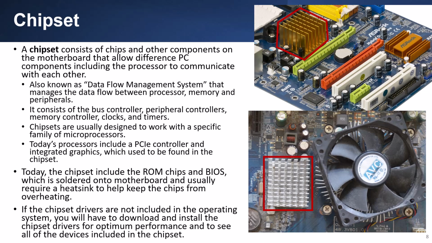A chipset consists of chips and other components on the motherboard that allow different PC components, including the processor, to communicate with each other. For this reason, it's known as the data flow management system. It consists of the bus controller, peripheral controllers, memory controller, clocks, and timers.